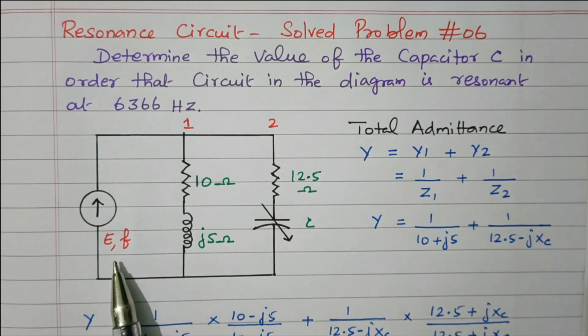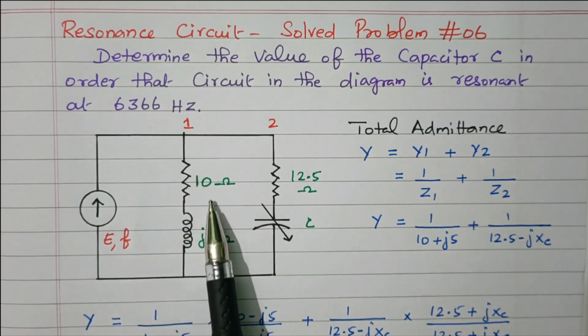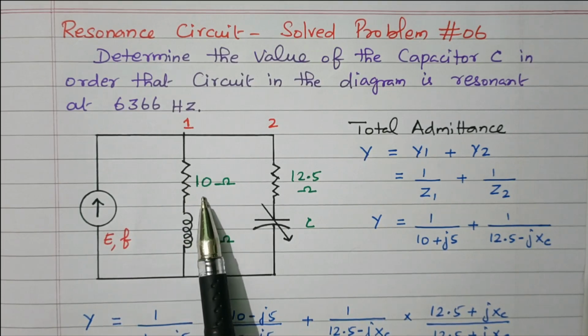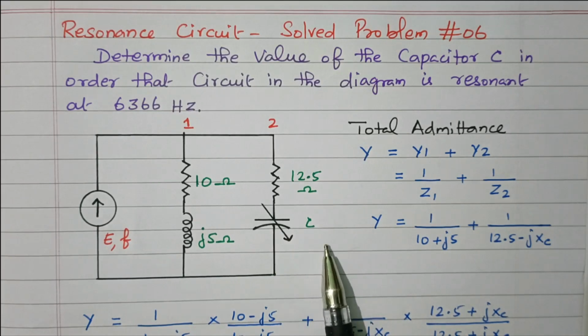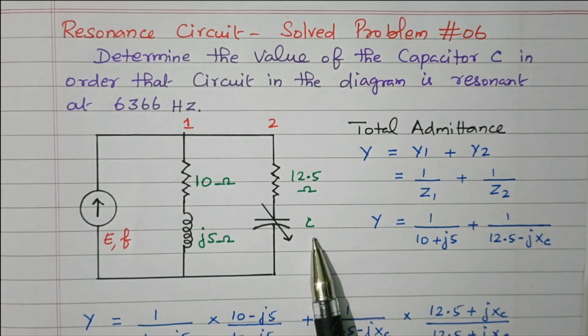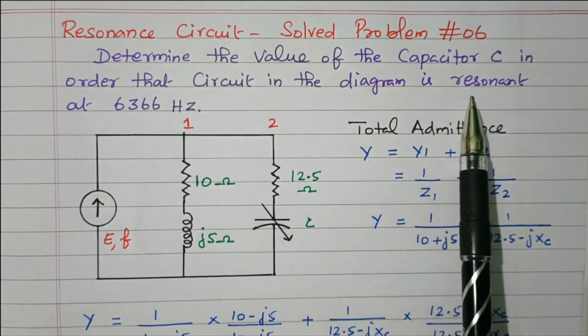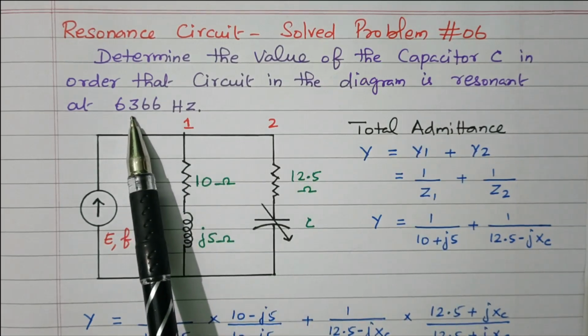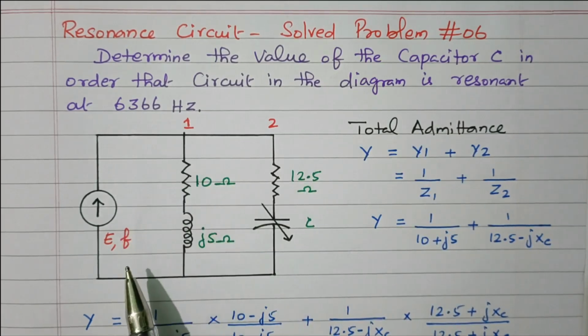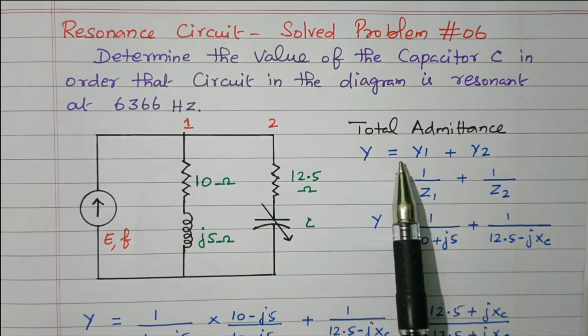Consider this circuit, the applied voltage E and frequency. In one branch, a resistor and inductor are connected, 10 ohm, j5 ohm. In another branch, a resistor and capacitor are connected, 12.5 ohm and capacitor. This C value we need to find. The condition given is that the circuit is at resonance. The resonant frequency is also given, 6366 Hz. Now we'll find the total admittance.